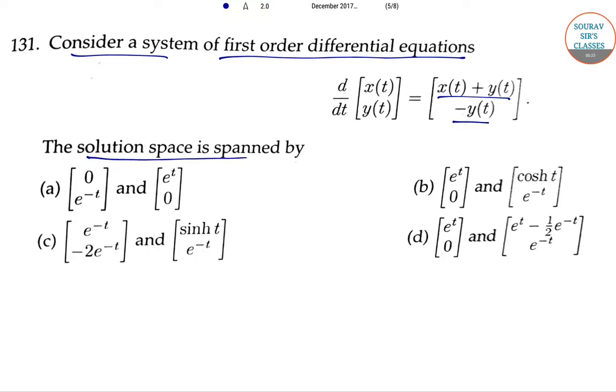The solution space is spanned by option A: (0, e^-t) and (e^t, 0). Option B: (e^t, 0) and (cosh t, e^-t). Option C: (e^-t, -2e^-t) and (sinh t, e^-t). And option D: (e^t, 0) and (e^t - (1/2)e^-t, e^-t).